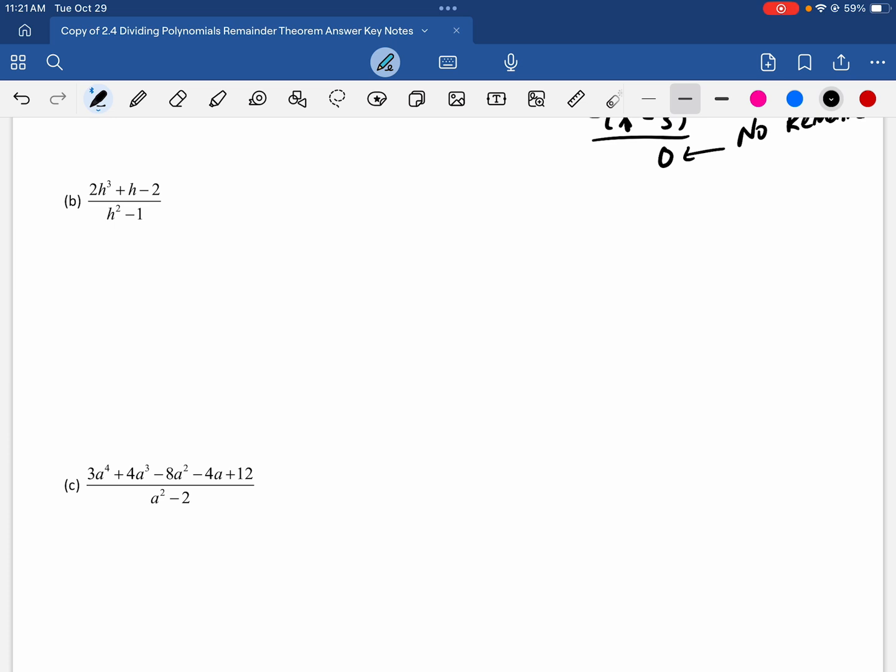I also notice in the denominator it goes from h squared down to a 1. So it skipped the h. So I'm also going to have a 0 there. So let's see. So that's going to be h squared plus 0h minus 1. That's what we're dividing by. And then underneath we're going to have 2h cubed plus 0h squared, because we didn't have a squared term, plus h minus 2.